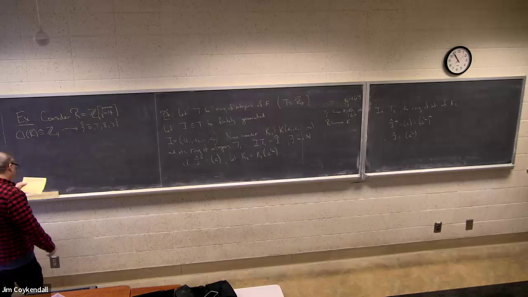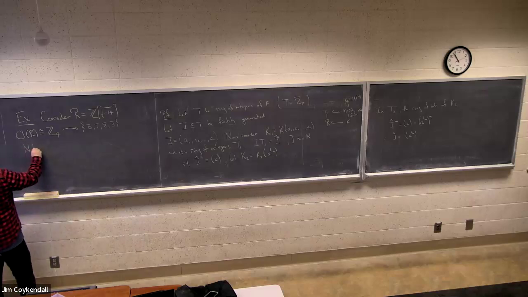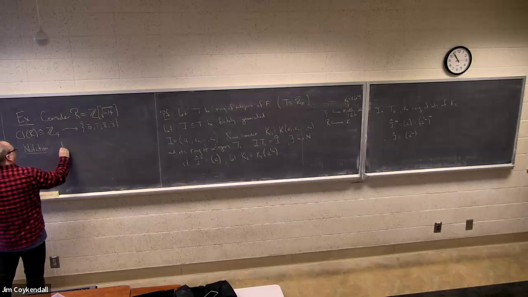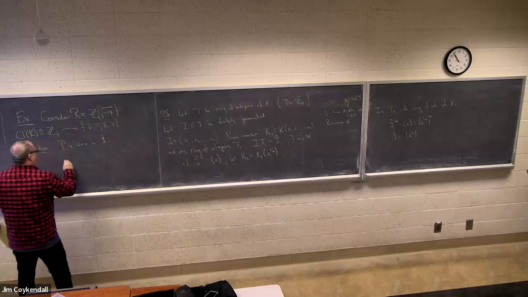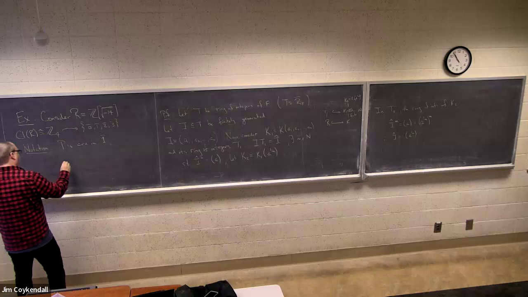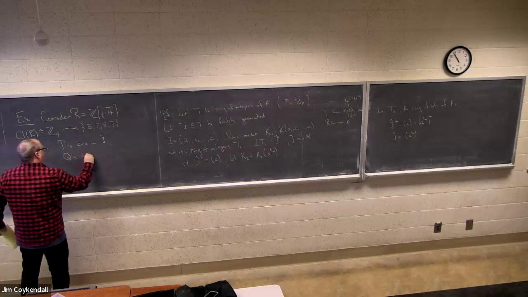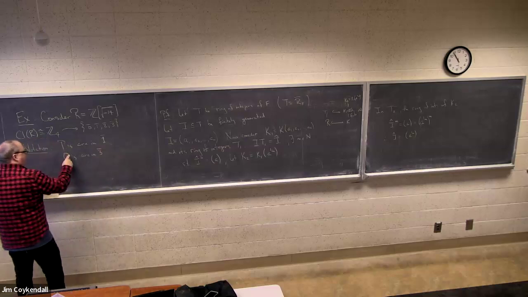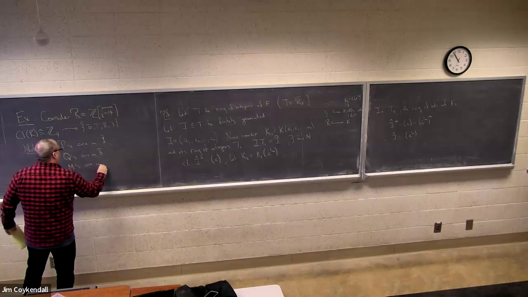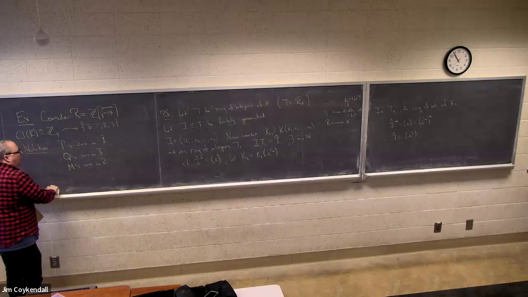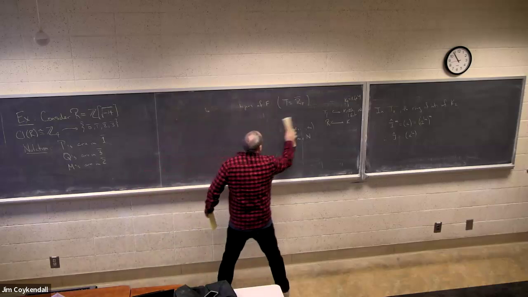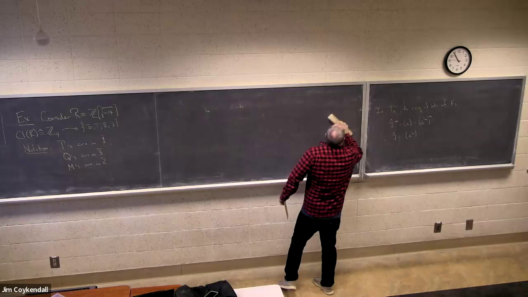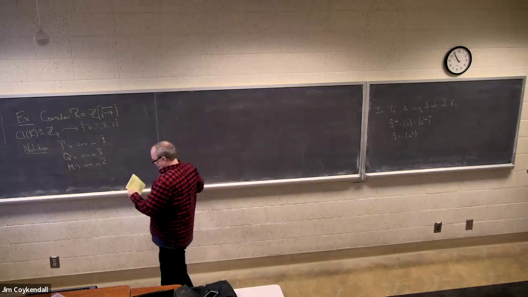For my notation, these are in 1 bar. Q's are in 3 bar. So these two are in opposite classes, inverse classes, and M's are in 2 bar. So it takes a 4th power to make a P principal, and it takes a 4th power to make a Q principal, and squaring an M makes it principal.